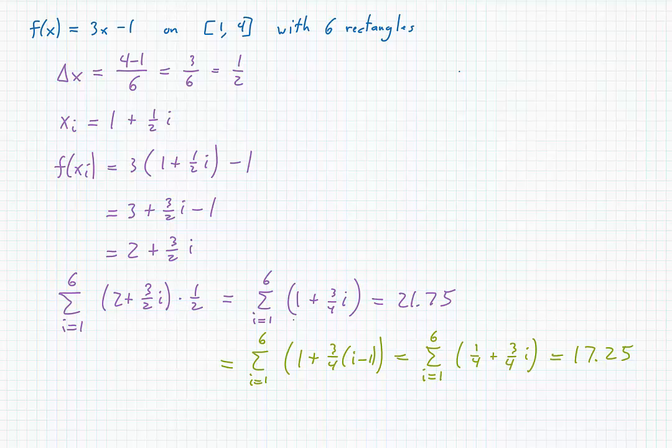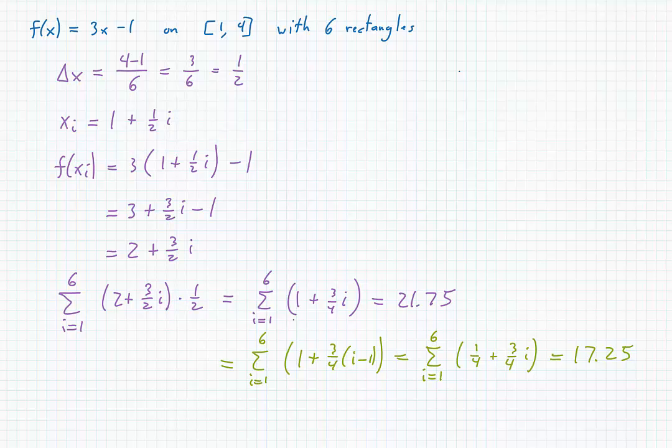Since the function 3x minus 1 is a monotonic function, these two numbers, right endpoint and left endpoint, will give us upper and lower bounds of the area. In this case, since this is increasing monotonic, the right endpoints give me an upper bound and the left endpoints give me a lower bound. That is, the exact area is somewhere in between those two values. If the function had been decreasing monotonic, then the right endpoints would have given me the lower bound and the left endpoints would have given me the upper bound.